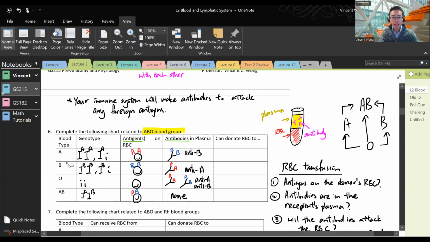So over here, if you're type A, you can donate to other A's or AB. If you're B, you can donate to other B's or other ABs. O, you can donate to everyone. And AB can only donate to AB. Any questions?